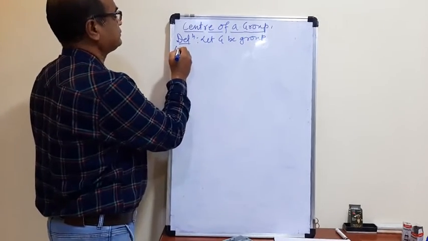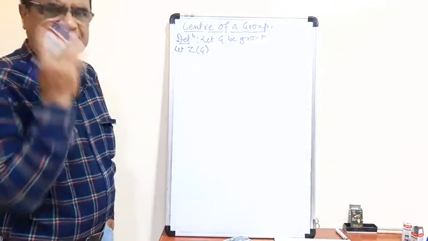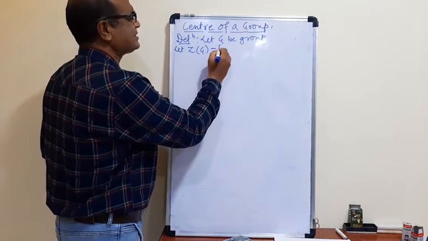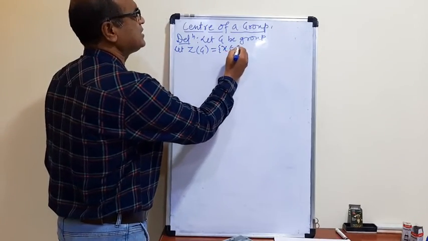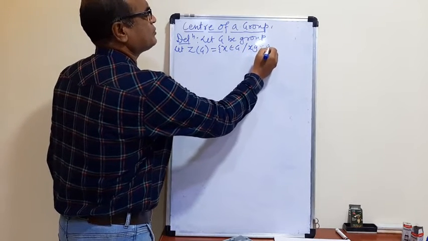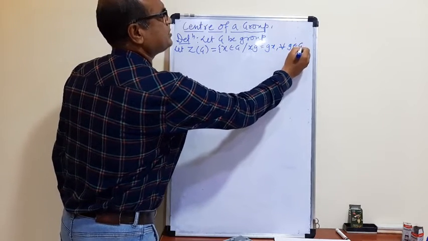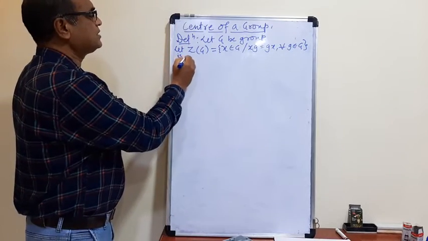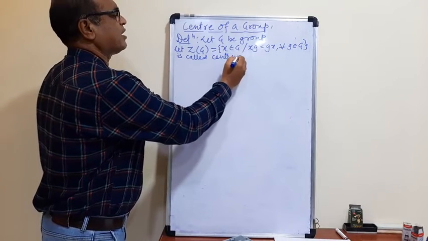Let Z(G) be the notation for the center of a group. So what is the center of a group? Z(G) is a simple notation. It is defined as the set of all x belonging to G, where xg is equal to gx for all g belonging to G. This is called the center of a group.